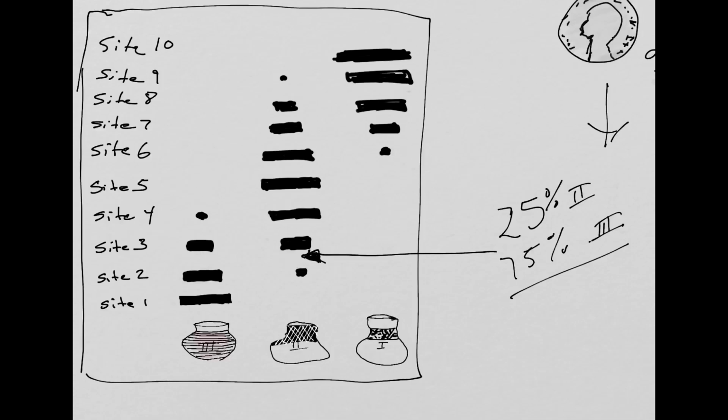Let's suppose we have a site, a surprisingly different site that's 1/3 of each type. Well, where would you put it?